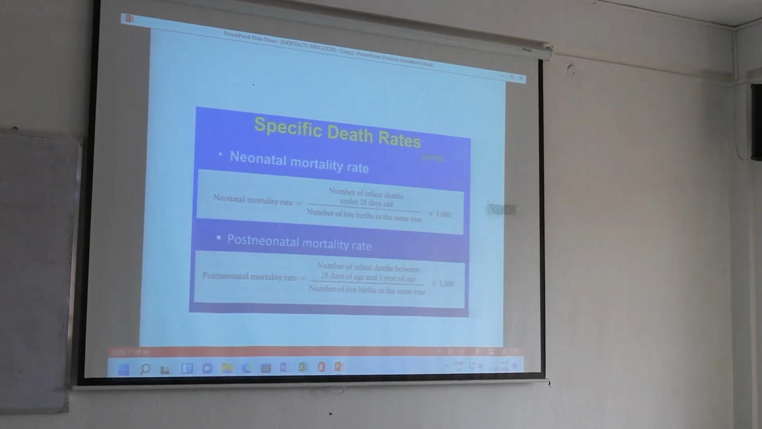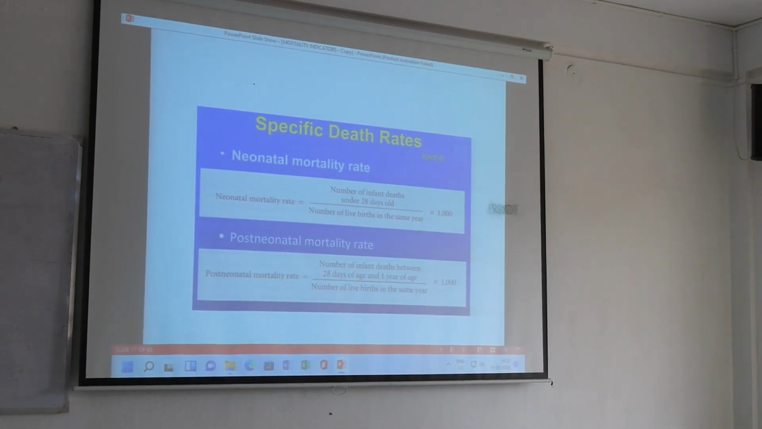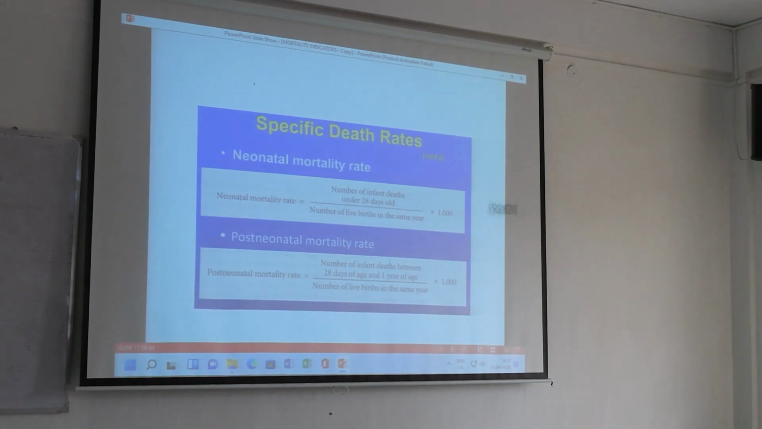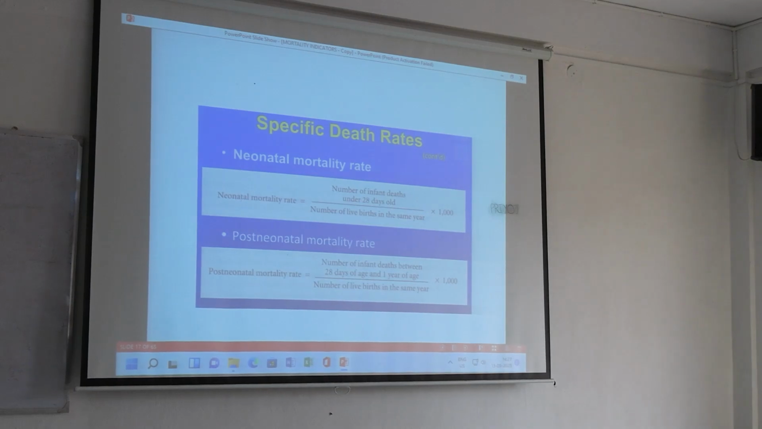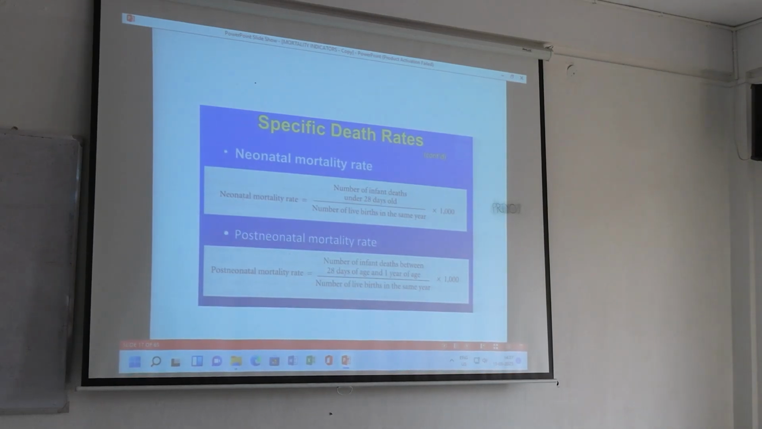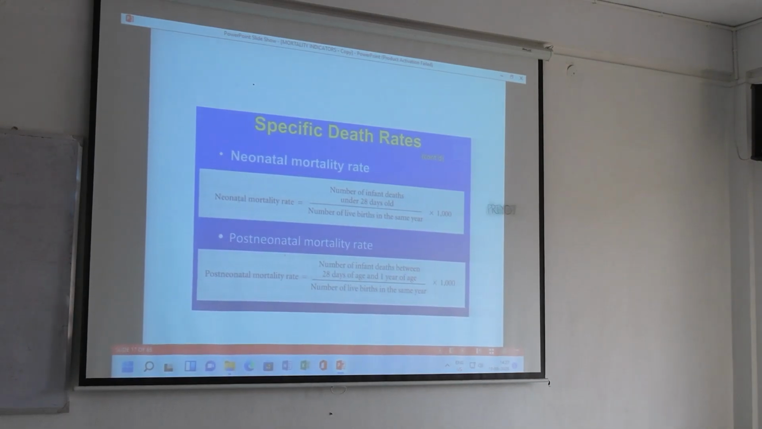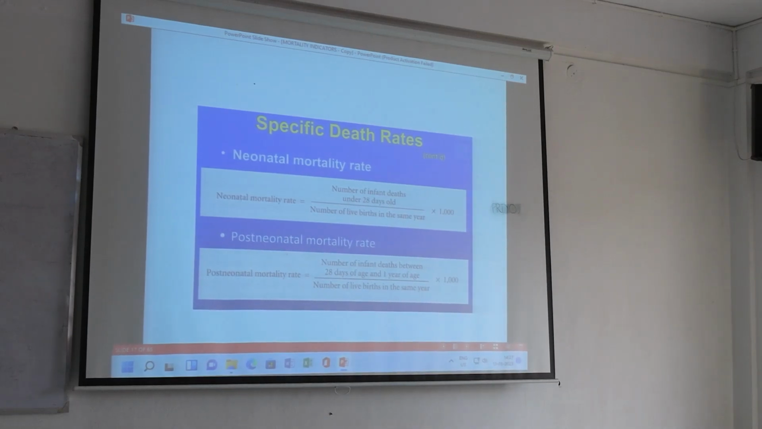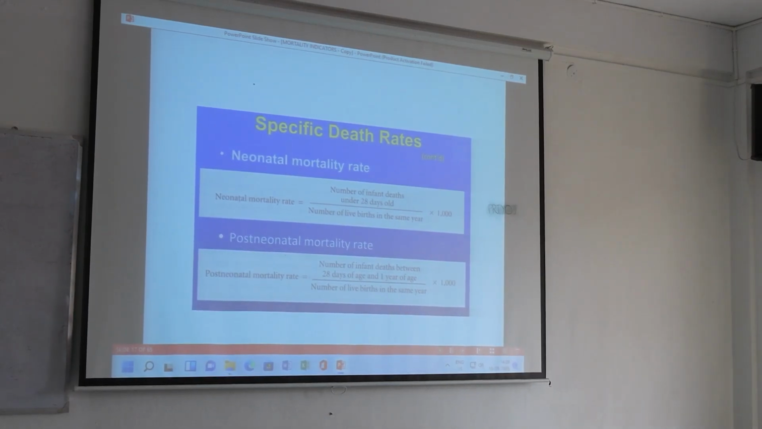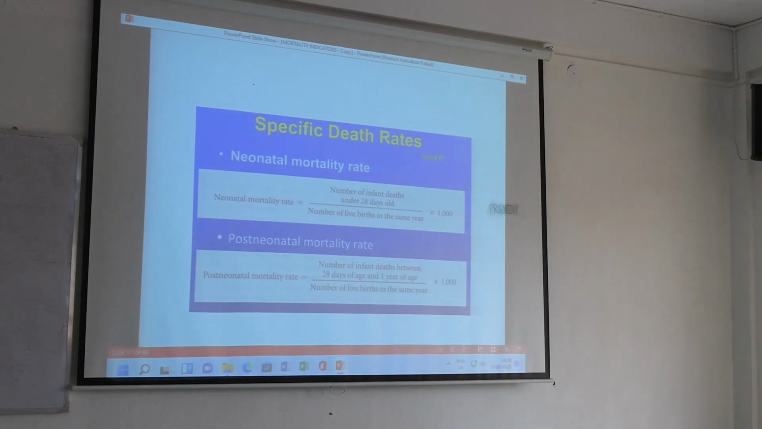Then you have neonatal mortality: number of infant deaths under 28 days divided by number of live births, per 1,000. Post-neonatal is number of deaths between 28 days and 1 year of age divided by total number of live births, per 1,000. Now, why are we breaking this up into infant mortality rate, neonatal mortality rate, post-neonatal?